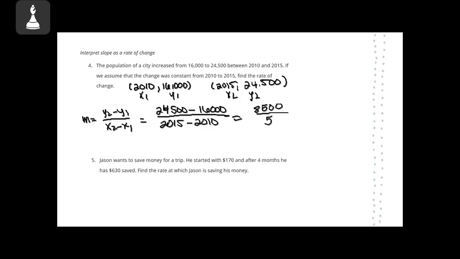So now we want to put this in terms of what we're talking about. So we know that our slope is always change in y over change in x. So y was the population, x was the year. So we got 1,700 people per year was our increase.